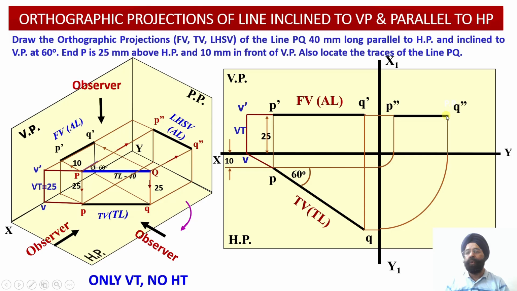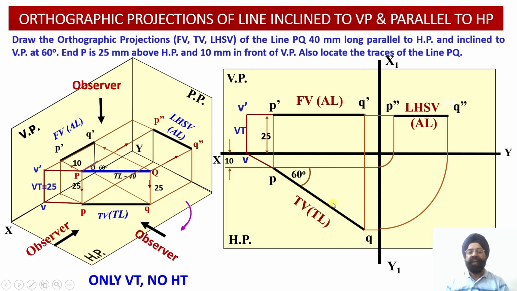P double dash Q double dash represents the apparent length projections, or the foreshortened projections, of the line in the left hand side view. Since we are working in the first angle projections, the left hand side view projections have been drawn on the right hand side of the front view projections over here. This way we have been able to evaluate the true length top view projections of the line PQ, the apparent length front view projections of the line PQ, and the left hand side view projections P double dash Q double dash in the left hand side view.